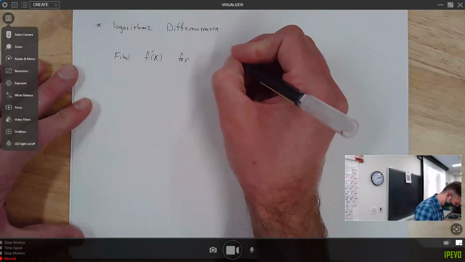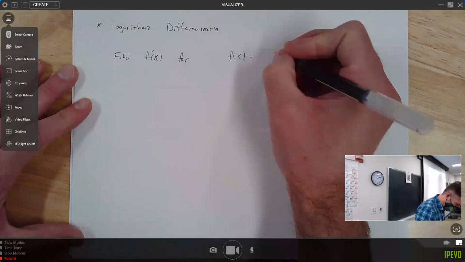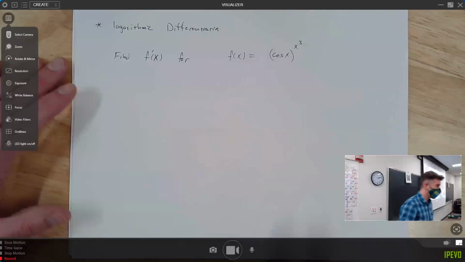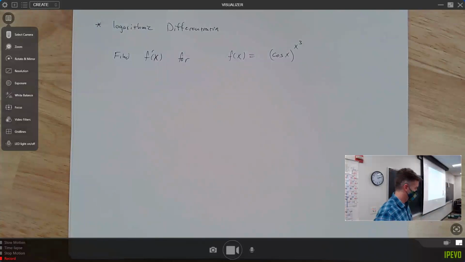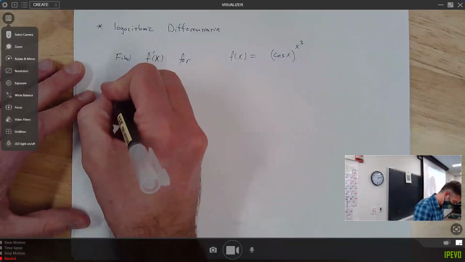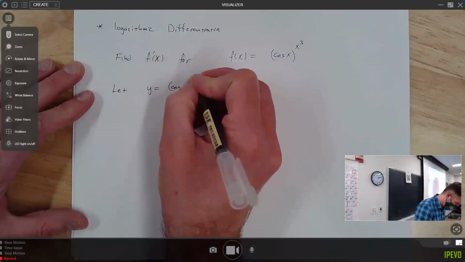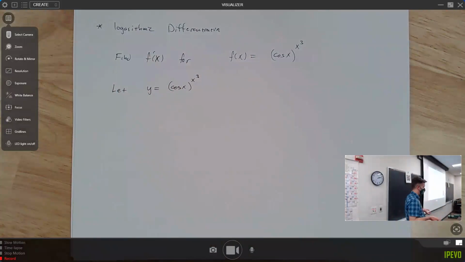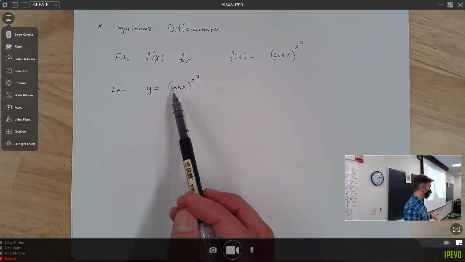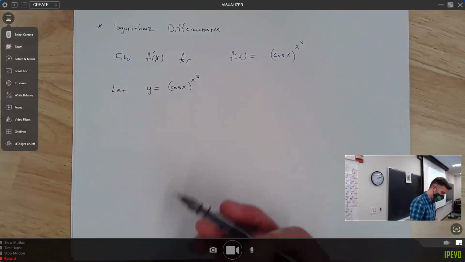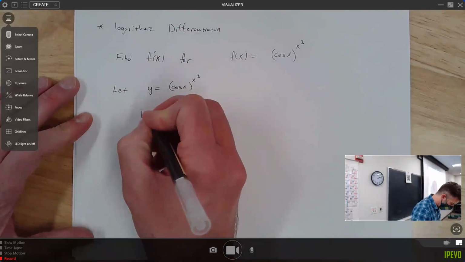Let's say we have f of x equal to cosine of x to the x cubed power. So we want to find the derivative of this. So personally, when I'm doing logarithmic differentiation, which I know I'm going to do when I have a variable in my base and my exponent, I'm going to let the thing be called y. And I'm going to take the natural log of both sides.